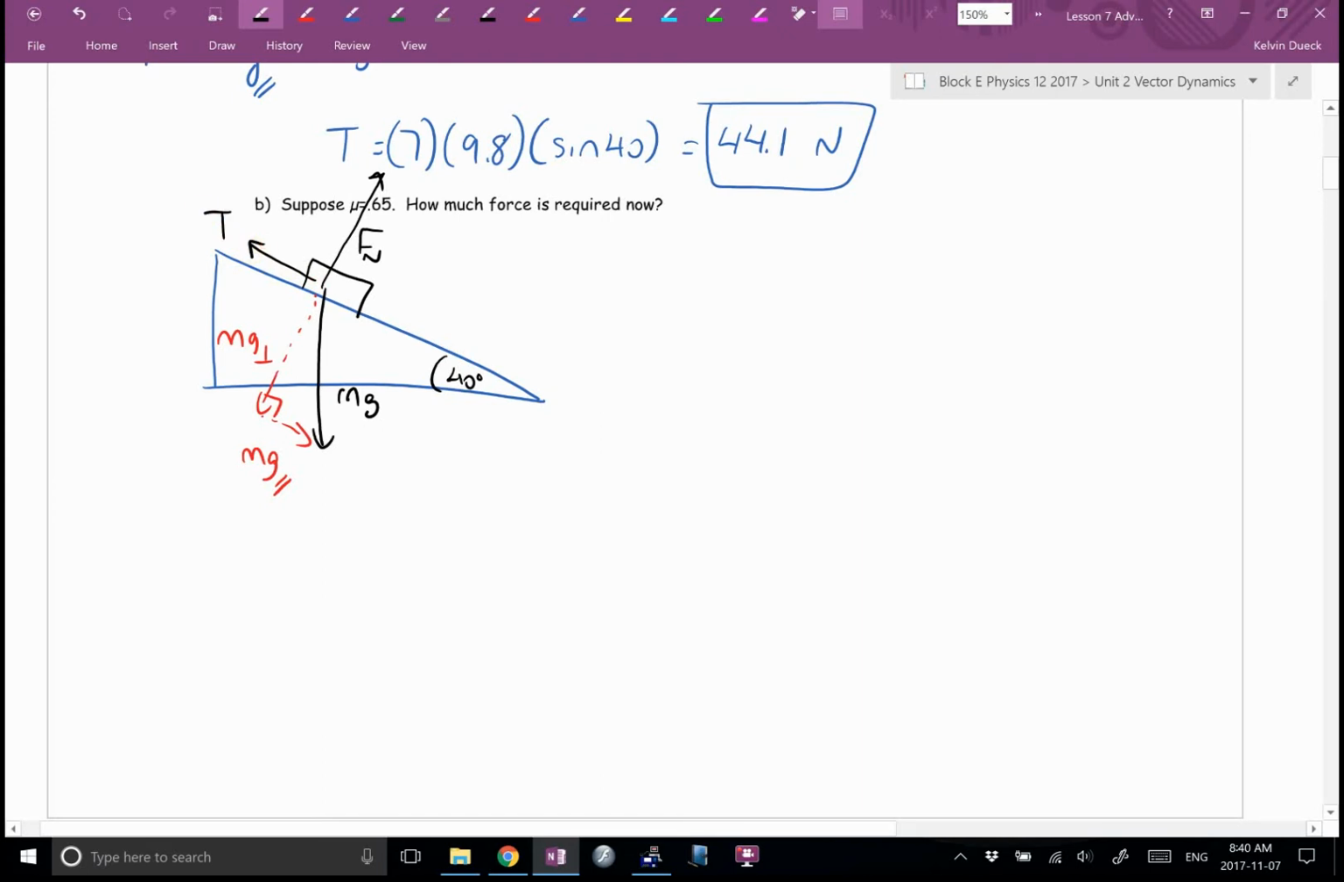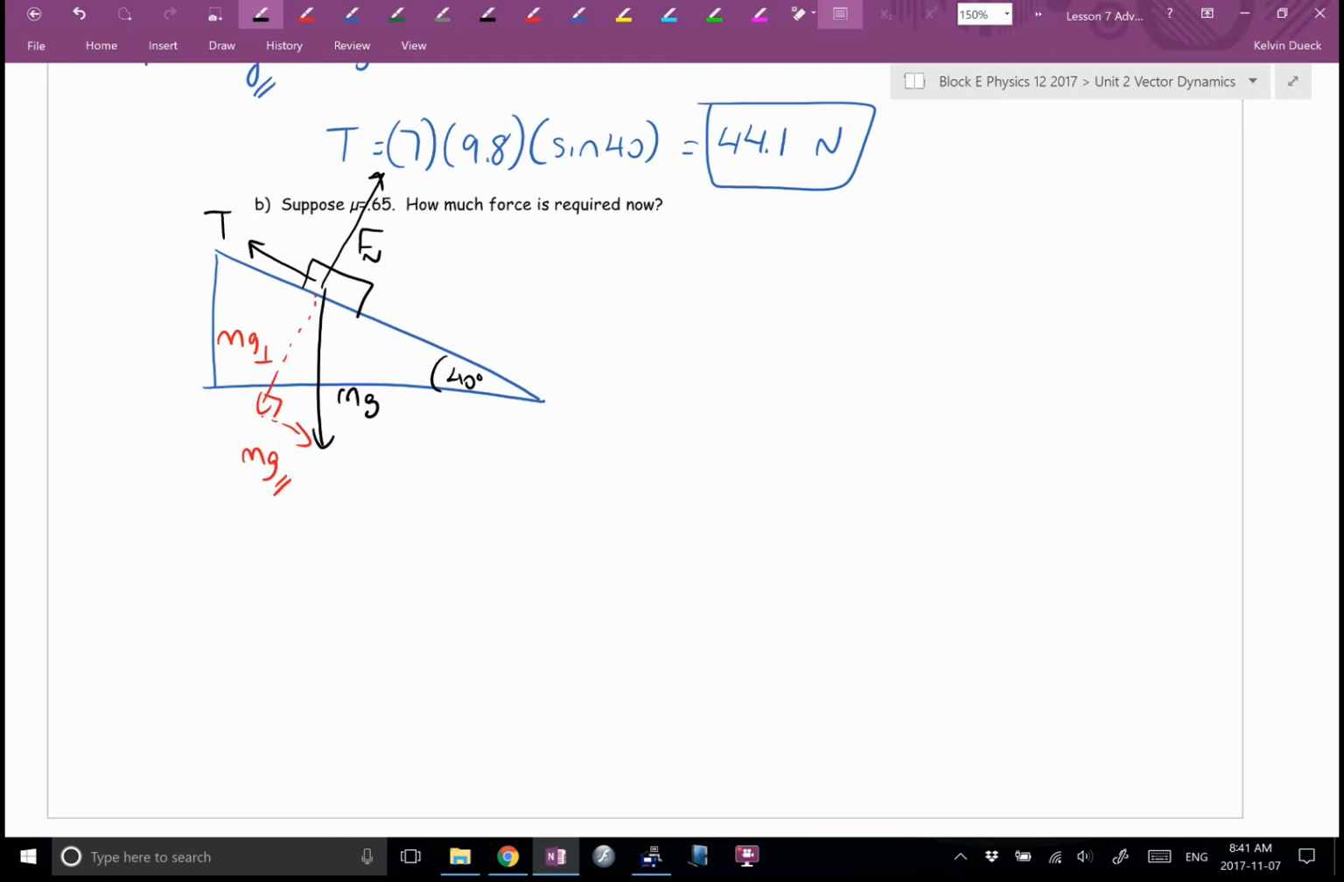Which way? We have to figure out which way is this block sliding or wanting to slide. Which way is this block sliding according to this question? Up the ramp. So which way will friction be pointing? Down the ramp. By the way, what if instead of up the ramp, the block was sliding down the ramp? Because maybe we were lowering it down via the rope. Which way would friction be pointing? Up the ramp. Depends which way this block wants to slide.